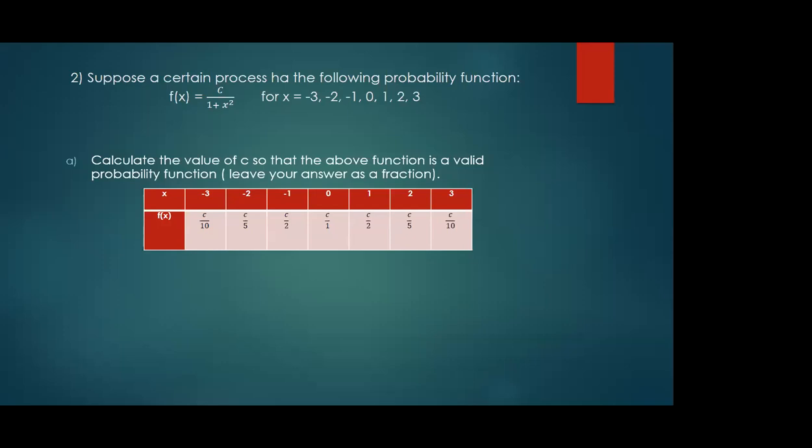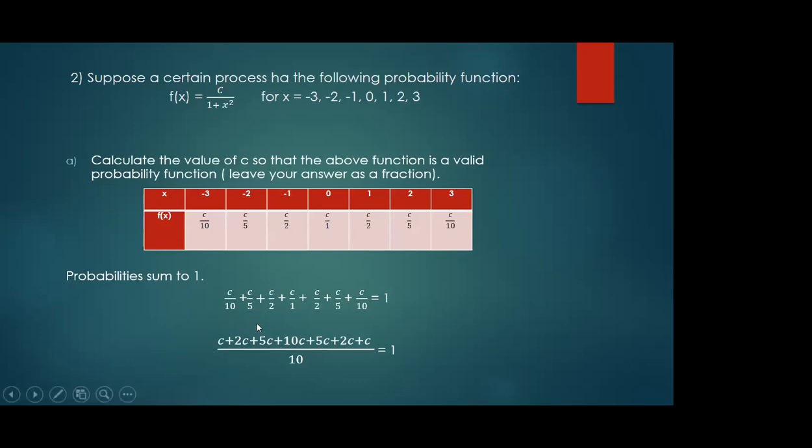First, I created a normal probability distribution table. Then, remember, we're trying to find out the value of c. So remember that all our probabilities must sum to 1. So I added all the probabilities and made them equal to 1. So you have c divided by 10 plus c divided by 5 plus c divided by 2 plus c divided by 1 plus c divided by 2 plus c divided by 5 plus c divided by 10. The common denominator amongst them was 10.